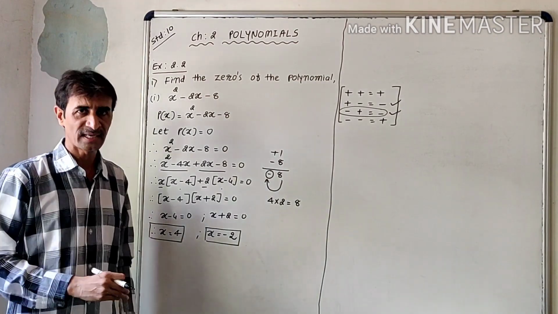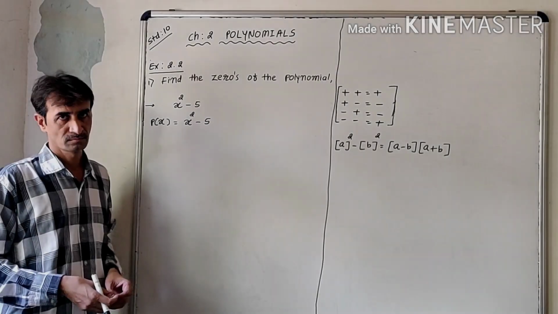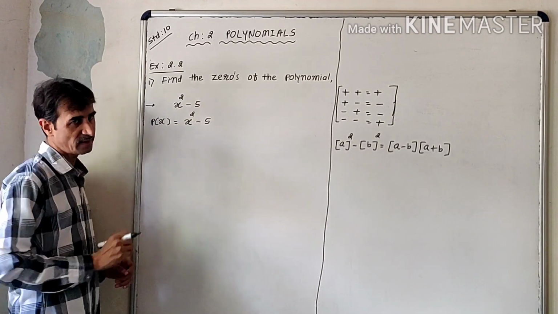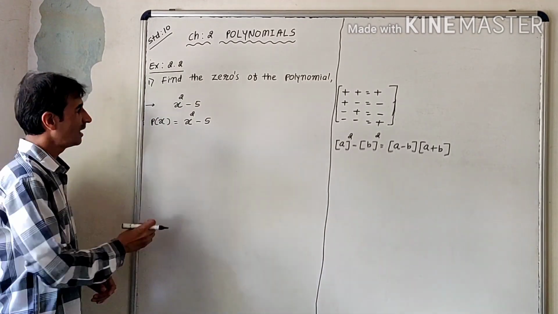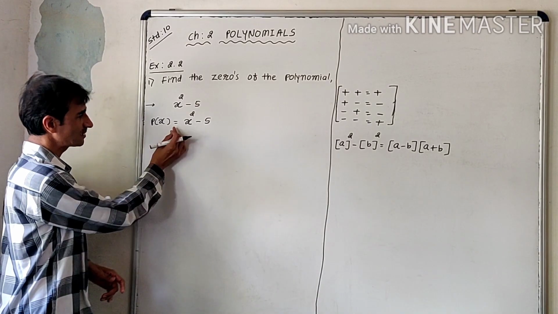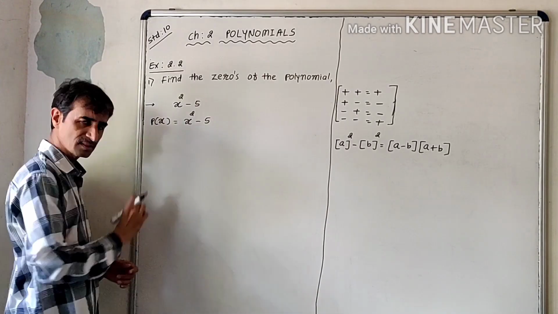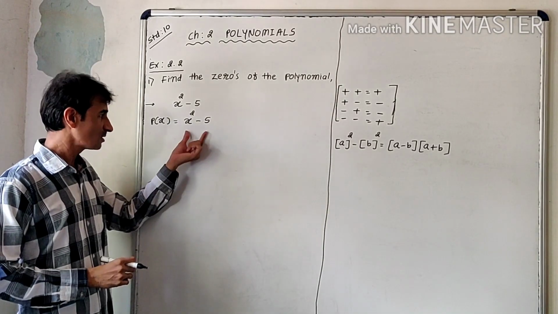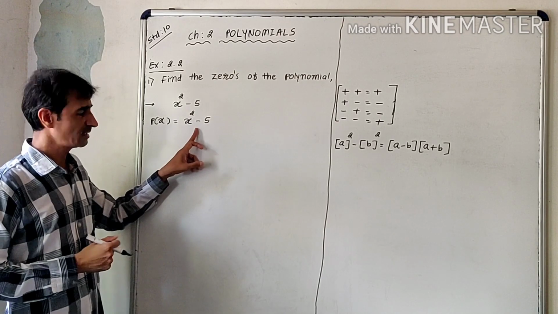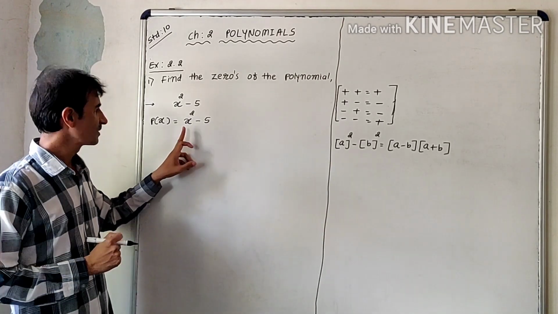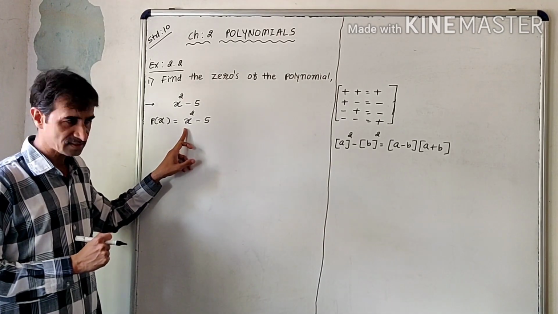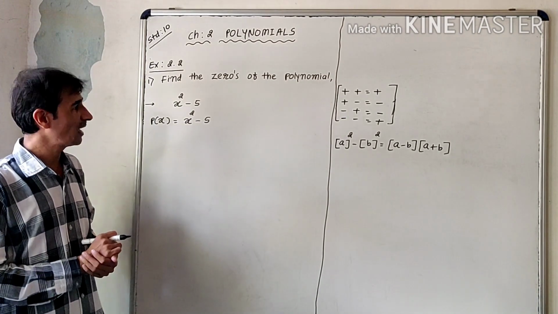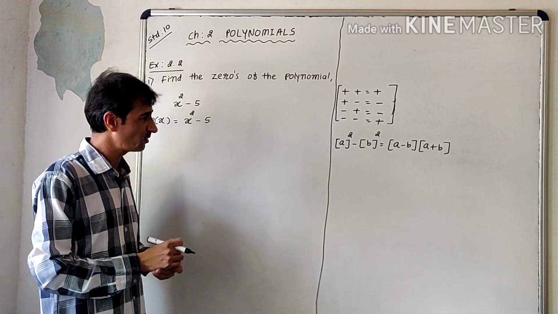Okay, let me start the second sum. This is my second sum, x square minus 5. First I write p of x is equal to x square minus 5. Then again I ask some questions. Are there 2 terms? Yes. Minus sign between them? Yes. First term square root possible? Yes, x. Last term square root possible? No. But even so, I want to solve this sum, so how is it possible now?